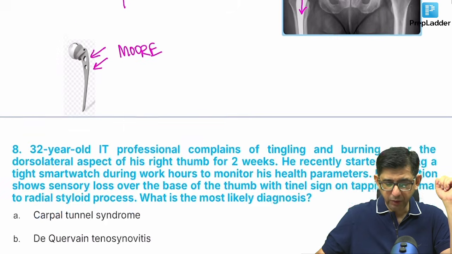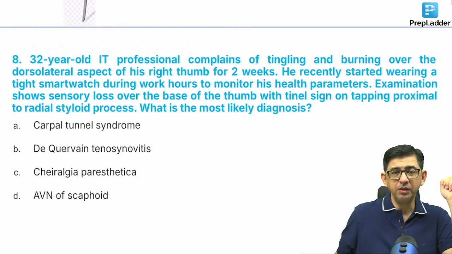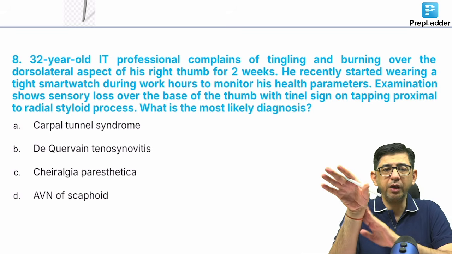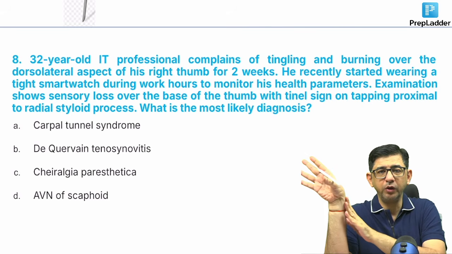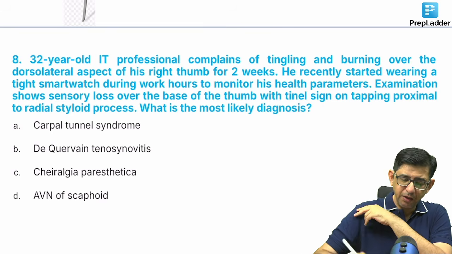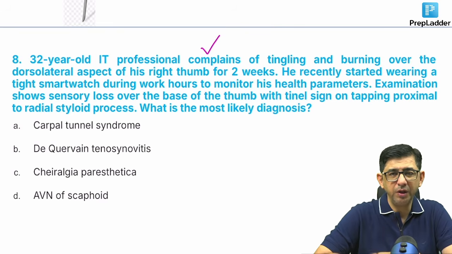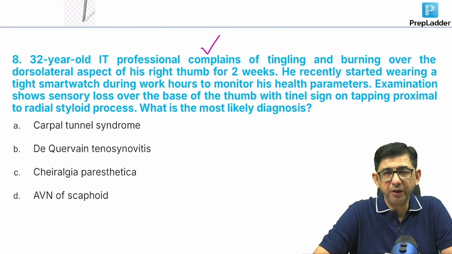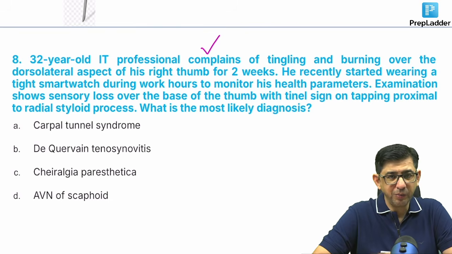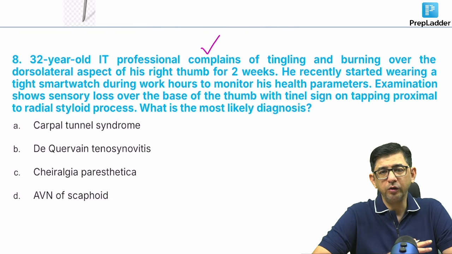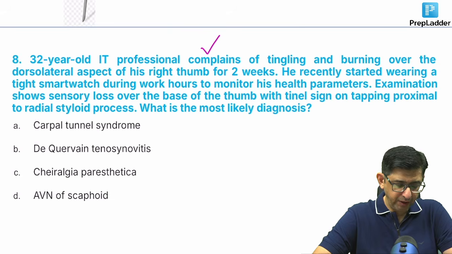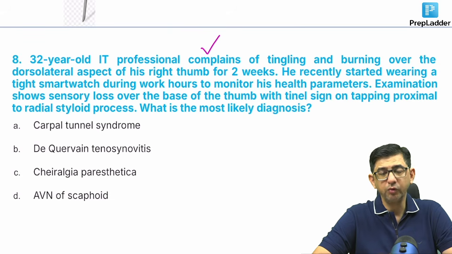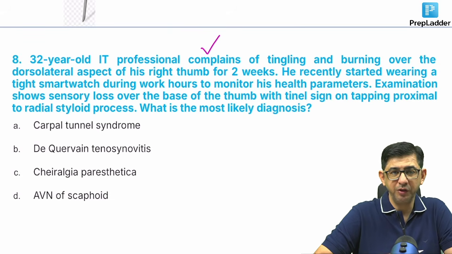We come to the 8th one. This is an IT guy. He's having tingling and burning over the dorsolateral aspect of the right thumb for 2 weeks. He started wearing a fit... he's trying to waste your time. Now he started describing his habit of wearing a smartwatch for the previous couple of weeks to monitor his health parameters. And there's a sensory loss over the base of the thumb. There's a Tinel sign that is present. So there's definitely some kind of neuralgia component present. So yes guys, what would be the most likely diagnosis for this particular patient?